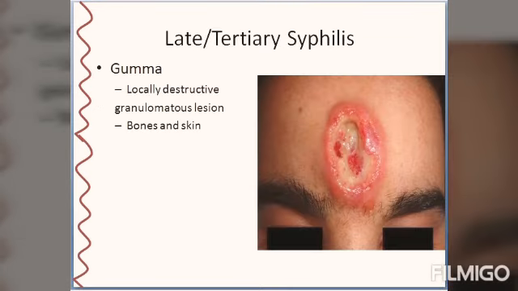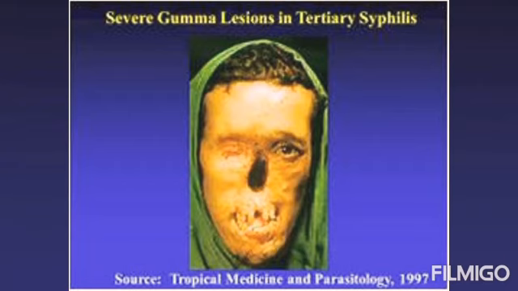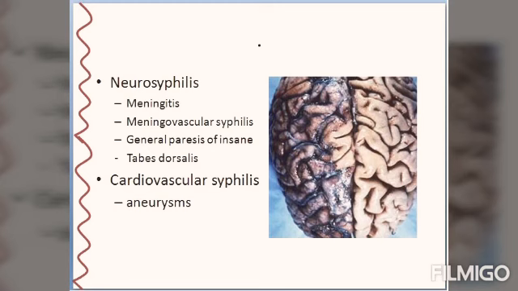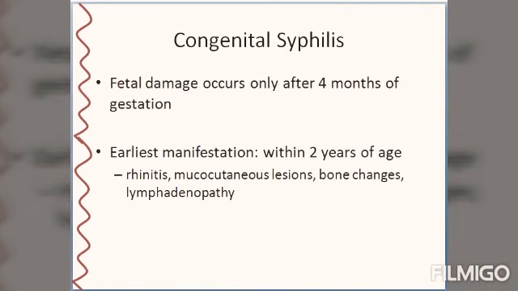Next is about late or tertiary syphilis. It manifests as gumma. Actually, it is a locally destructive granulomatous lesion, and bones and skin are usually affected. We can see severe gumma lesions in tertiary syphilis. Here there is a picture of it. Next is about neurosyphilis. It manifests as meningitis, meningovascular syphilis, general paralysis of the insane, and tabes dorsalis. Next is about cardiovascular syphilis. It manifests as aneurysms.